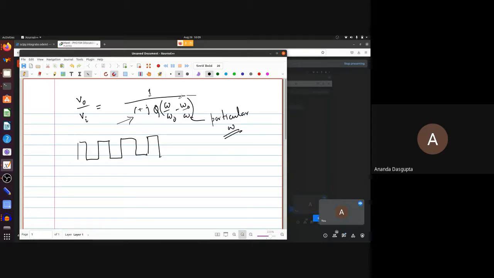So I'm pretty sure all of you know this, that basically this will look like some constant into sine omega t, where omega is the fundamental frequency. Then you will have sine 3 omega t by 3 plus sine 5 omega t by 5 and stuff like that. That's a Fourier expansion of f of t, right? The square wave. This also should be pretty familiar.